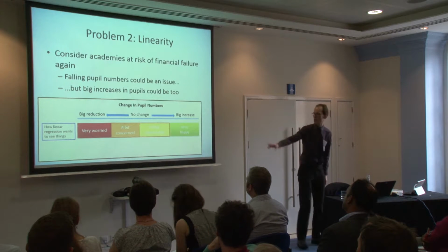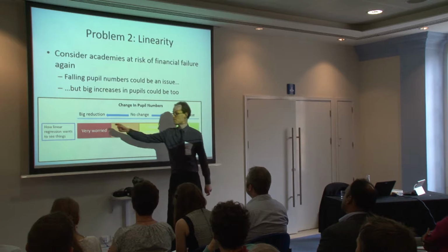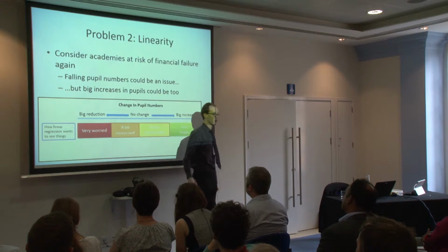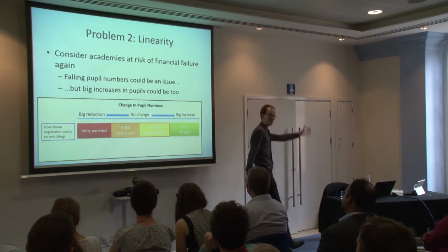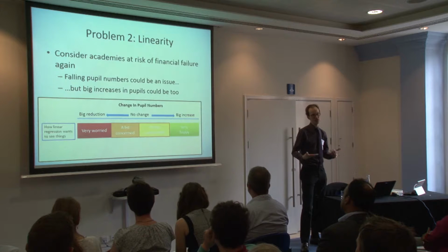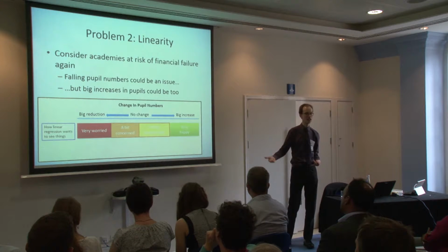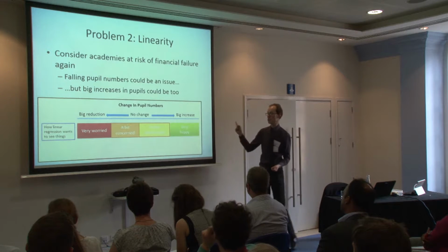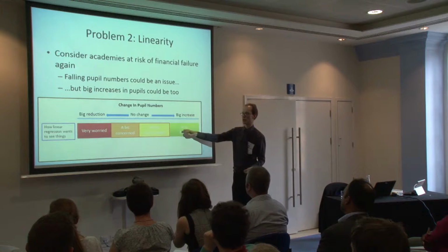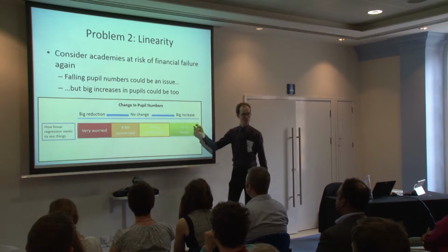If your pupil numbers are going up, well, that's pretty comfortable. But then, since we're working in a linear way, if I'm very worried about a big reduction in pupils, I'm really, really happy if your pupil numbers are going up and up and up. Actually, I'm not. If you were increasing your pupil numbers 50% year on year, there's a lot of challenges you've got to be able to manage that. So this is not where I want to end up. But a linear approach says if I'm unhappy there, I have to be happy here.